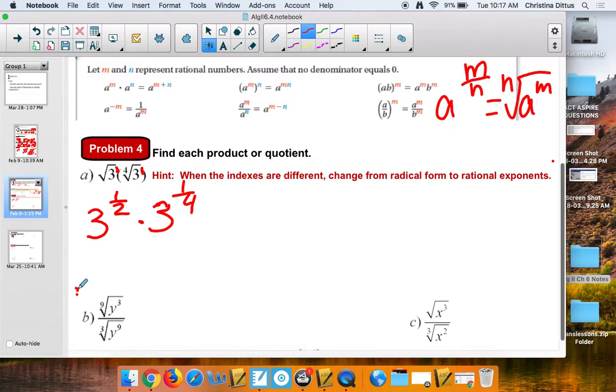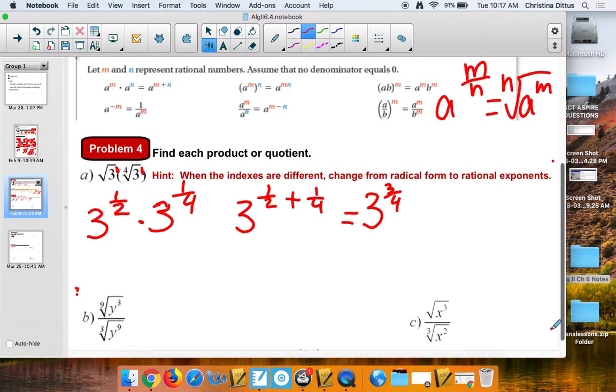Okay, using our rules from above, I have the same base. Excuse me, what do I do with exponents? If I have the same base and I'm multiplying, what do I do with exponents? Add. So I have 3 to the half plus a fourth. That's the exact same thing. If I simplify a half and a fourth, what do I get? 3/4. 3/4. Okay.